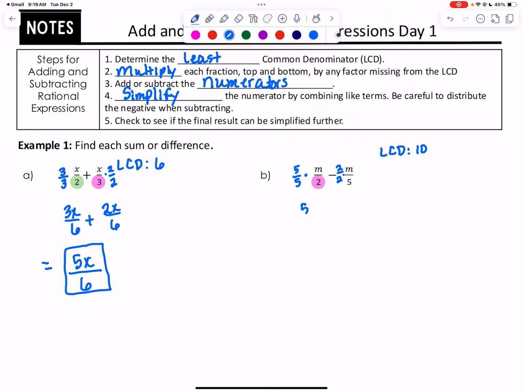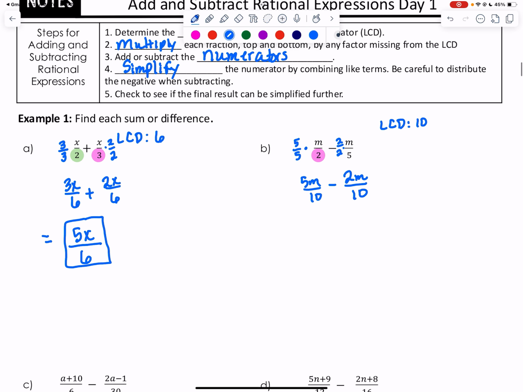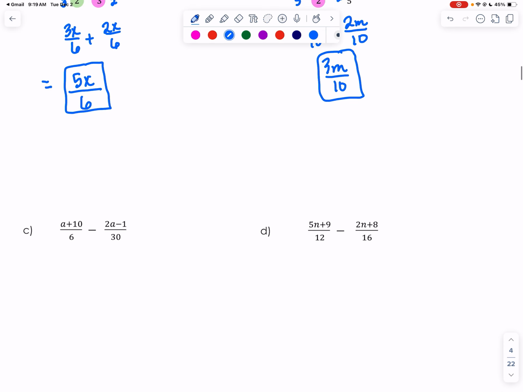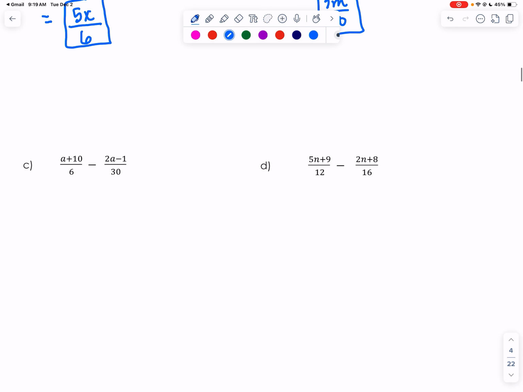This would give me 5m over 10 minus 2m over 10. All right, our next step, add and subtract the numerators. So 5m minus 2m would give me 3m over 10. Now that will not simplify, so we're going to box it in. Okay. All right, let's look at something a little bit more complex. In problem C, we have a plus 10 divided by 6 minus 2a minus 1 over 30.